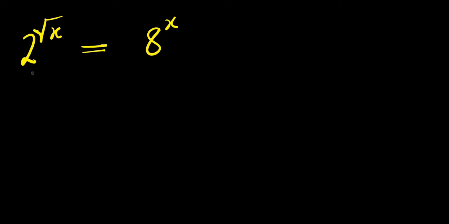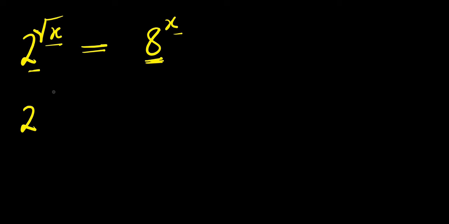Now we have an exponential problem: 2 raised to the power of square root of x equals 8 raised to the power of x, solving for all values of x that satisfy this equation. We can start by expressing this 8 in terms of 2, because the base here is 2. We want this base to be 2 as well.